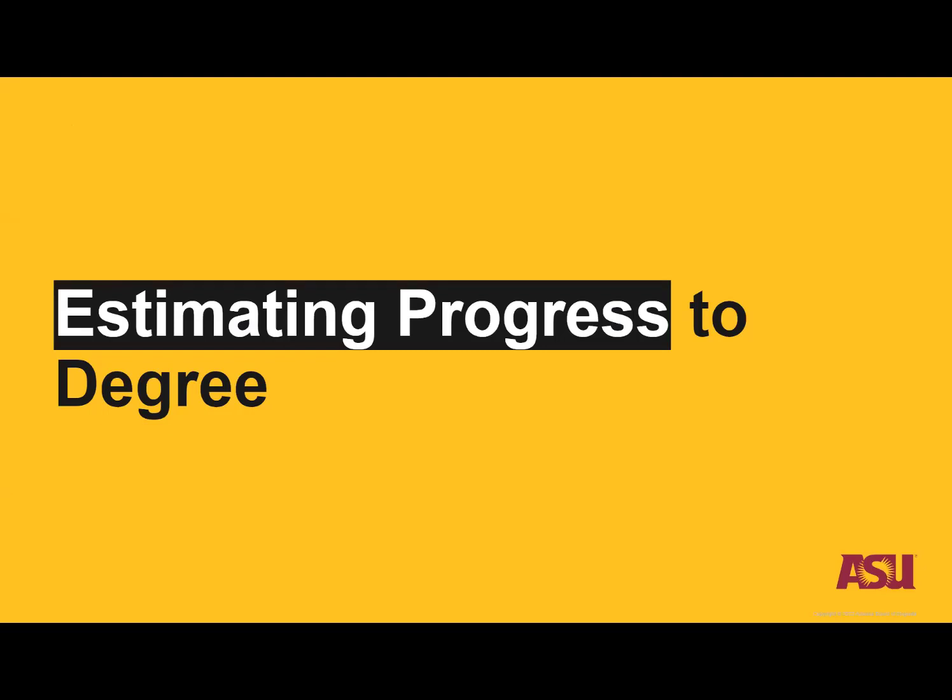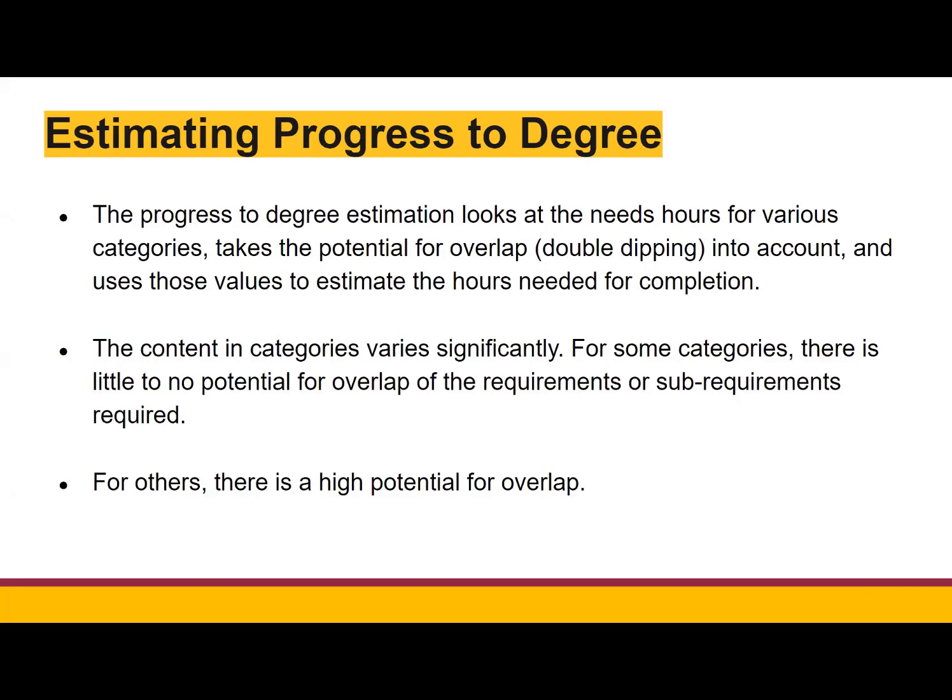Estimating progress. Boy, I'm getting really close to the end. So, estimating progress. This is probably the most sought after measure from everything that we've done. The progress to degree estimation looks at needs hours for various categories, takes the potential for overlap, double dipping, into account, and then uses those values to estimate the hours needed for completion.